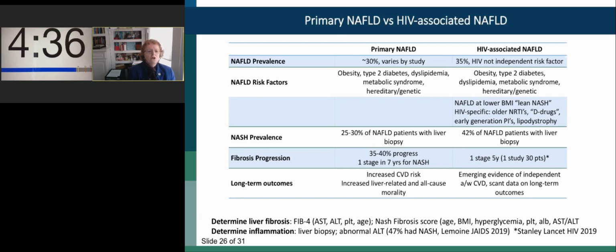The long-term outcome is increased cardiovascular risk, increased liver-related and all-cause mortality, and certainly in HIV, there's increased cardiovascular disease, but other long-term outcomes are not clear.